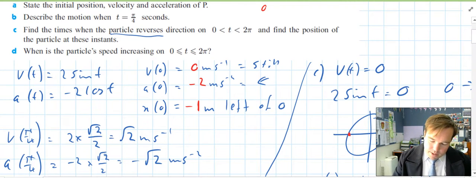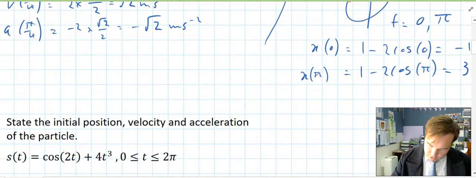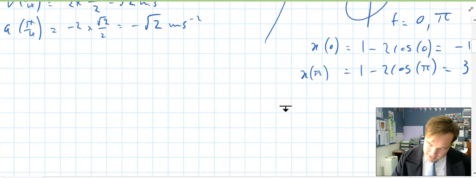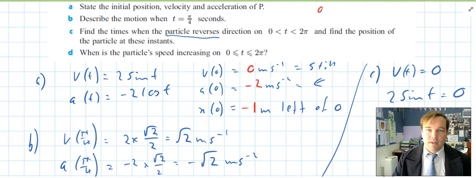Find when the particle's speed is increasing. Now this is slightly complicated in that we can have an increasing speed in either direction. So speed is subtly different to velocity. Velocity is both positive and negative, meaning you can have a negative velocity or a positive velocity. Speed is always positive. It is the magnitude of velocity.